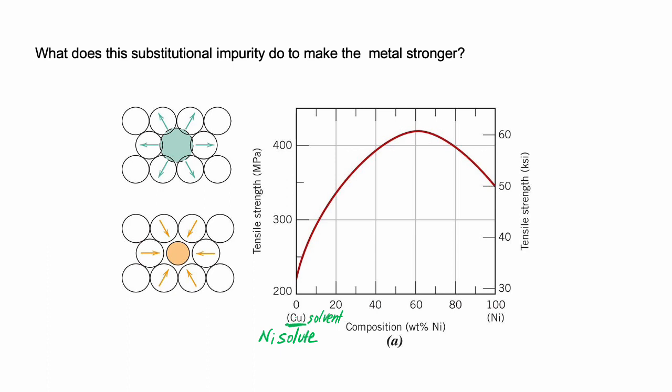until we have no copper and 100% nickel. So you can see that nickel is stronger than copper, but this combination, if I had 40% copper and 60% nickel, that combination is stronger than either of the two separately. And that's because of the presence of those substitutional impurities and the stress fields that they're causing. All right? That's it.